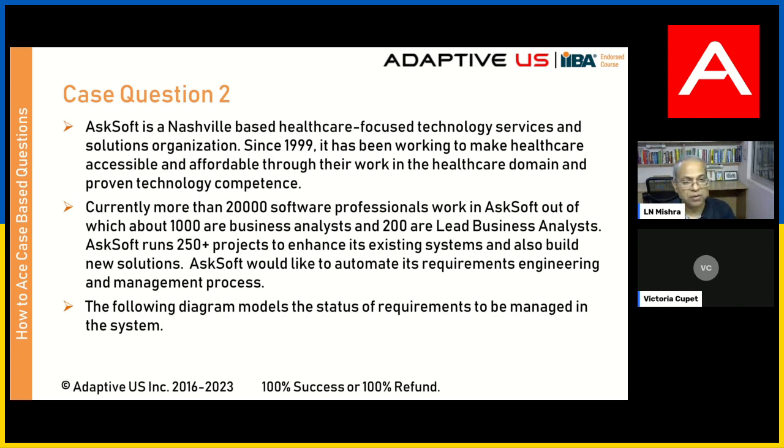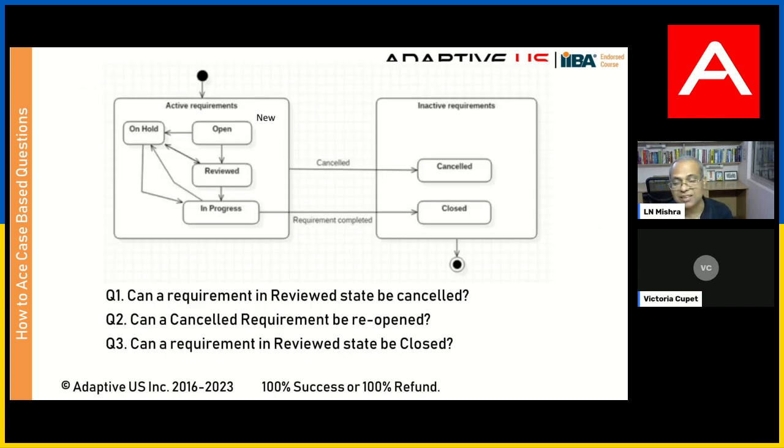Okay, just to give you a brief about this company, it's an IT services company with about 20,000 professionals on board, of which there are about 1,000 business analysts and 200 are lead business analysts. So obviously, the company does a lot of projects and it needs a system which will manage the requirements for the company. Let's take a look at the state diagram created by the business analyst, using which you can actually answer the questions here.